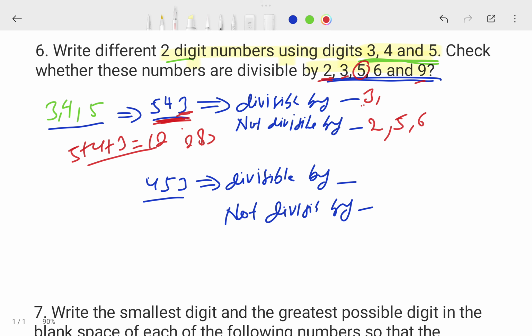So if you add the digits, is 12 in the 9 table? No, 12 is not in the 9 table, so this is not going to be divisible by 9. Okay, this one is clear. Now let's check this question.